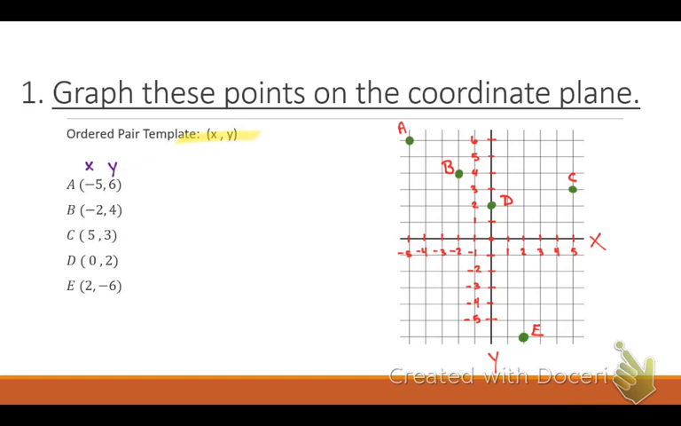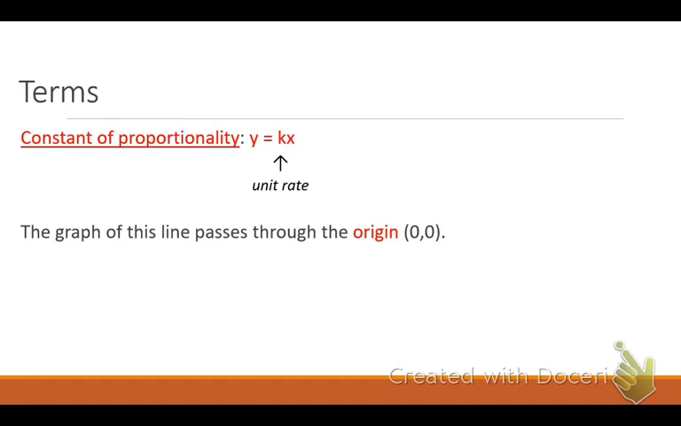Okay, because the first way to tell if an equation or a set of ordered pairs, what you're going to see today looks like ratio tables, but they're filled in. So to tell whether or not values are proportional, they have to pass through the origin, meaning I'm going to put these points on a graph. And this equation up here we're going to refer to quite a bit.